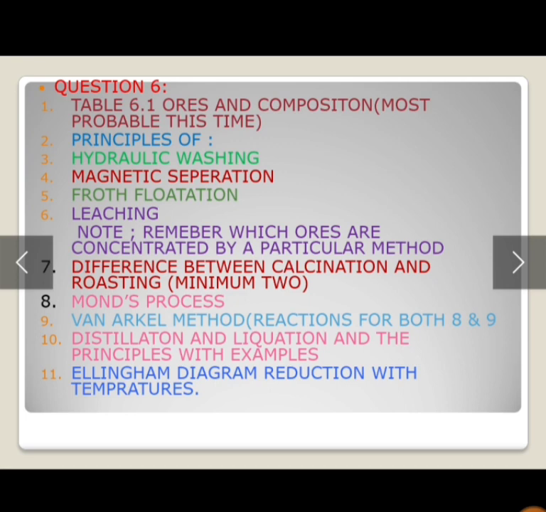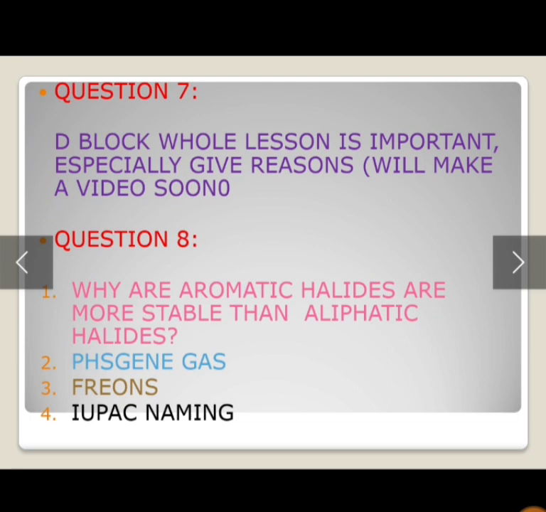After the last point, they'll ask you above 1000 degrees, what catalyst is used to reduce iron oxide. Just go through the Ellingham diagrams below 1000 and above 1000.